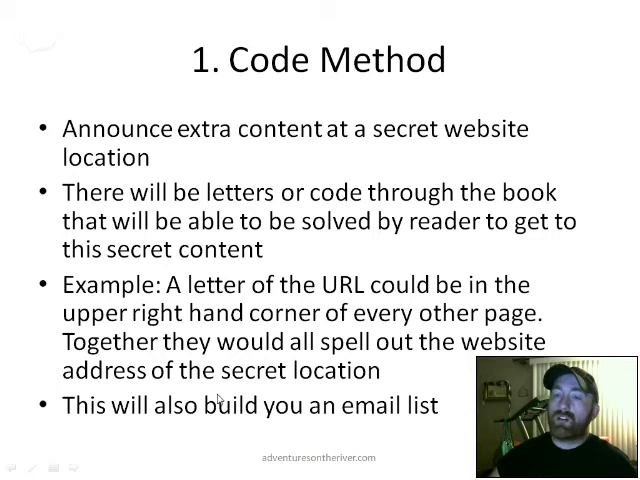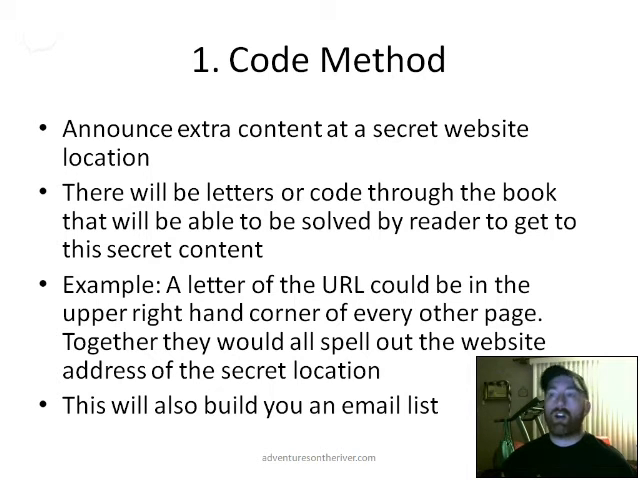Letter of the URL could be in the upper right-hand corner of every other page. Together, they would all spell out the website address, secret location. Basically, it's like what I just said, guys. You can do this any number of ways. However you want to do code, you could have a code decryptor in the back of the book. This symbol means this letter, this symbol means this letter, and then you put symbols at the chapter titles. You can do it however you want to do.